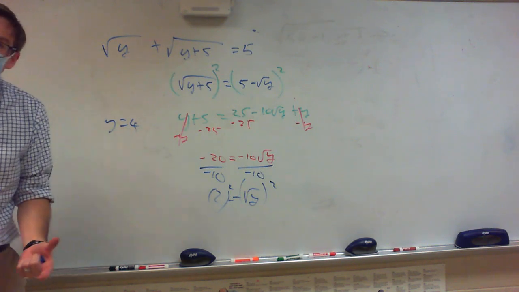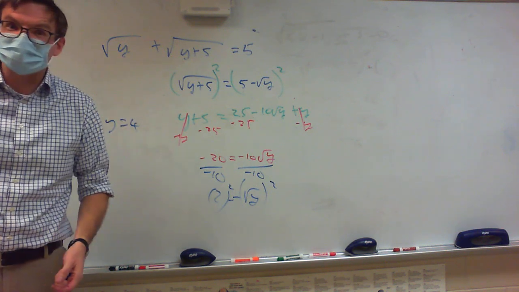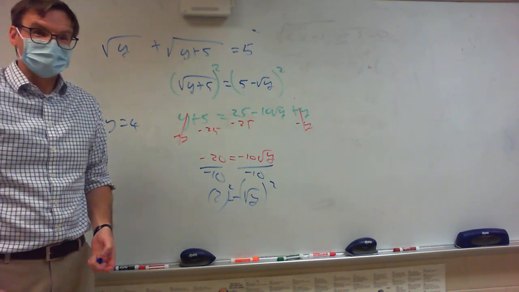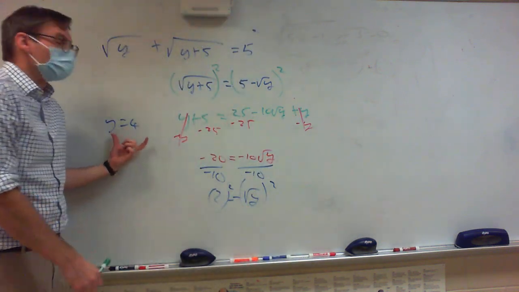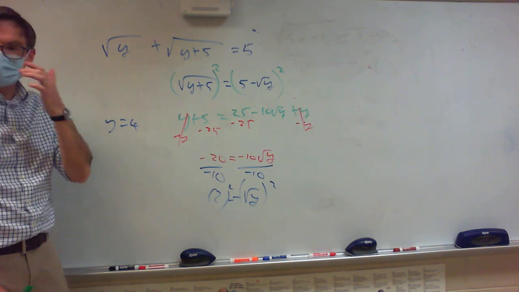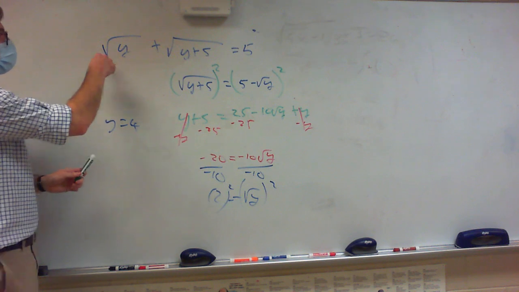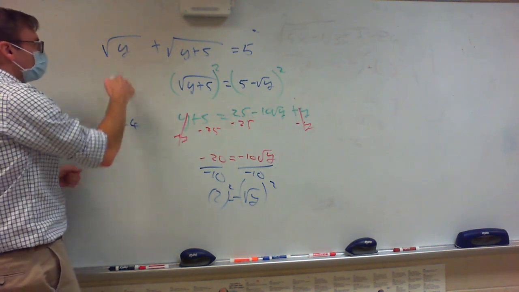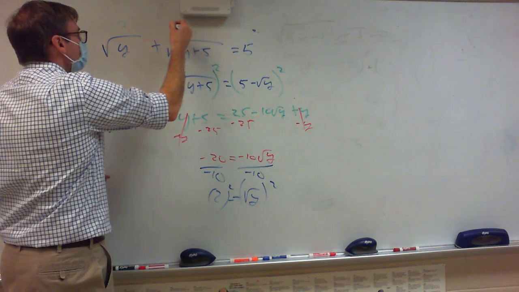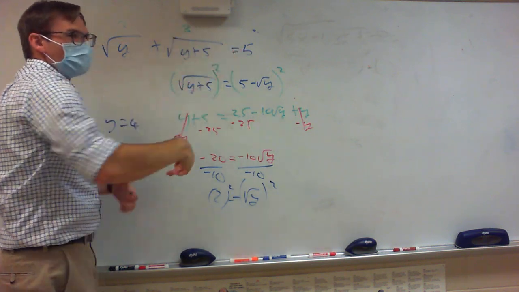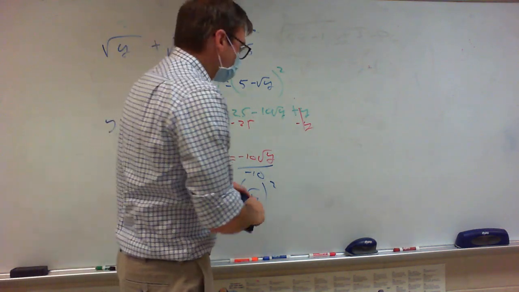Are we done? No. Unfortunately, you got to check to see if it works. Because it is very possible in this situation where you can do all this work to get here and your final answer doesn't work. Does this work in the original problem? Well, let's see. You just do a little check. Square root of 4 is 2. 4 plus 5 is 9, square root of 9 gives us 3. Is 2 plus 3 equal to 5? Yes, we're fine. All right, your turn.